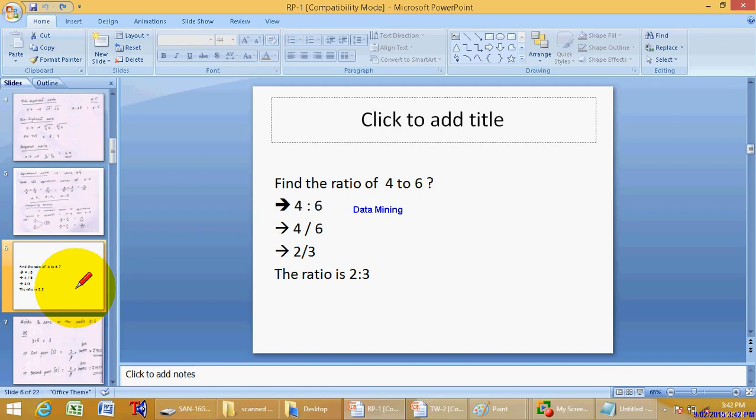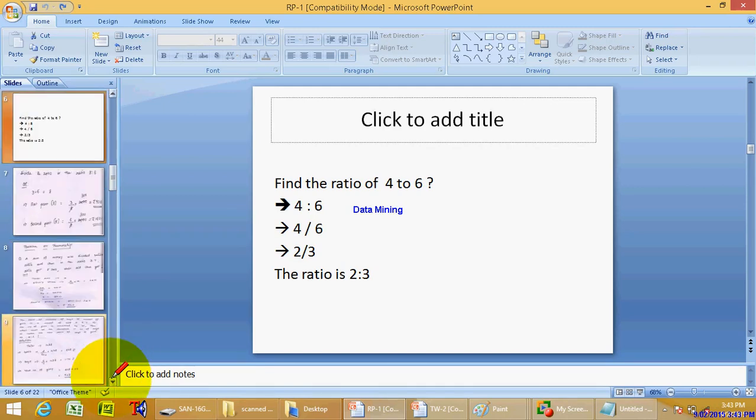Again, simplify it. If there is a possibility to simplify, please go ahead with simplifying 4 by 6. There is a common factor 2, so just cancel it by 2. 2 2s are 4, 2 3s are 6, so 2 by 3. So the ratio can be written as 2 by 3 or 2:3. This is the simple problem.